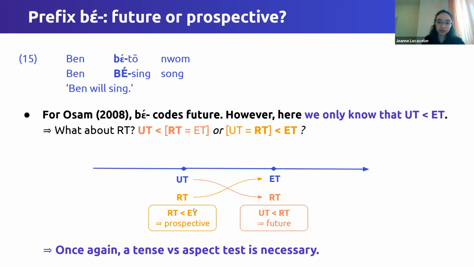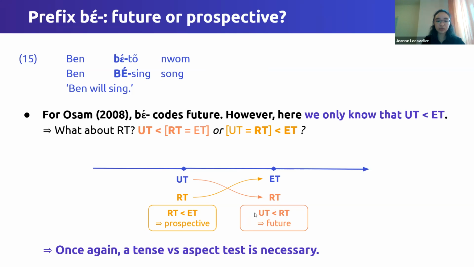It could be, of course, that the reference time is after the returns time, and then the event time happens at the reference time. So it could be that it's a future, but it could also be that it's a prospective, which would mean that the reference time is at the same time as the returns time, and then the event time is after the reference time. And we do not see anything that would go in favor of the future arguments.